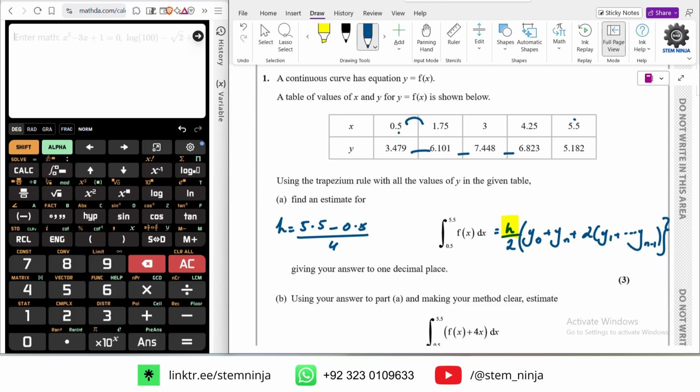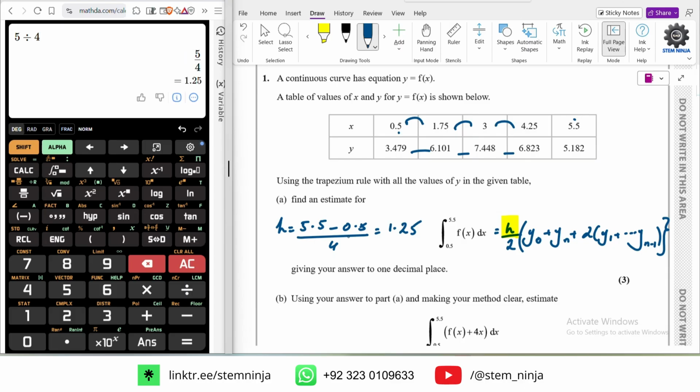the number of bins, but we don't need this actually. We already have this: 1.75 minus 0.5, 3 minus 1.75, 4.25 minus 3. This is going to be 1.25. You can actually see this also. So 5 divided by 4 would be 1.25 also, so we would have gotten the same thing anyway. Right, so just to write over here, just so I don't make a mistake.